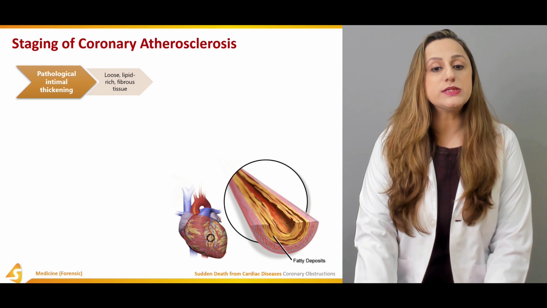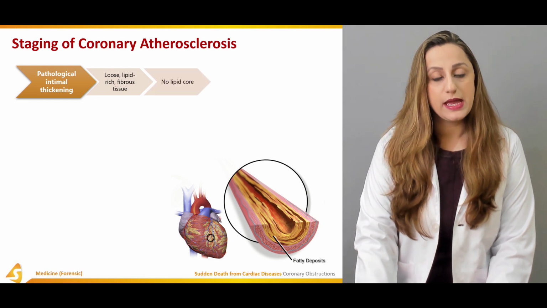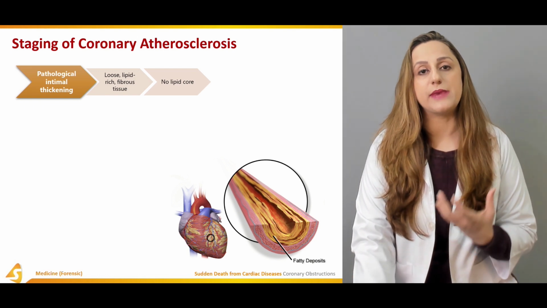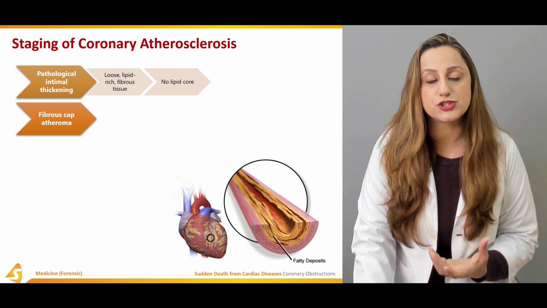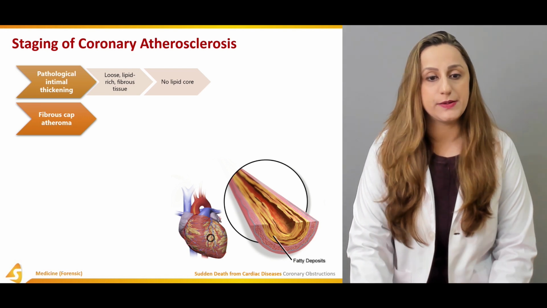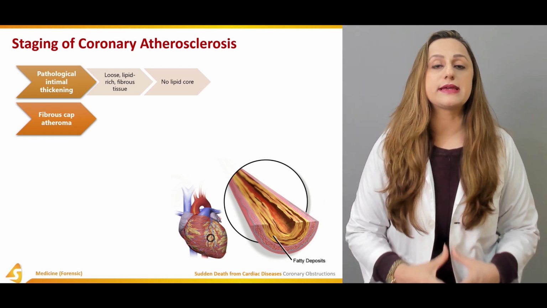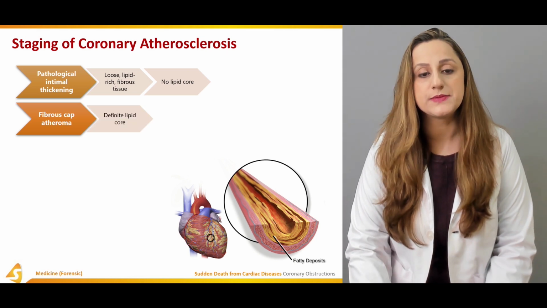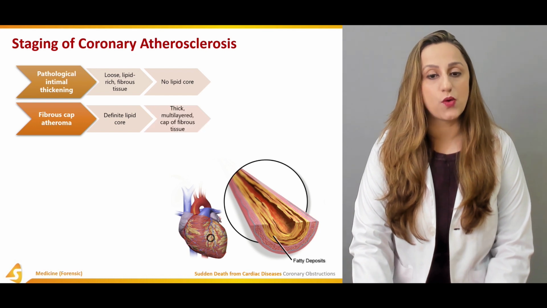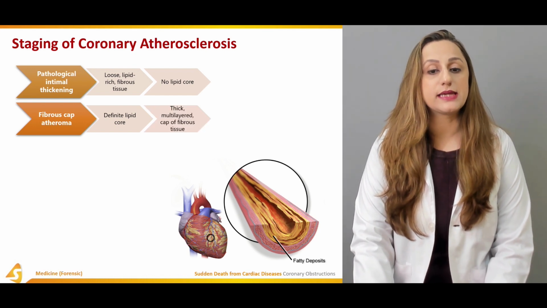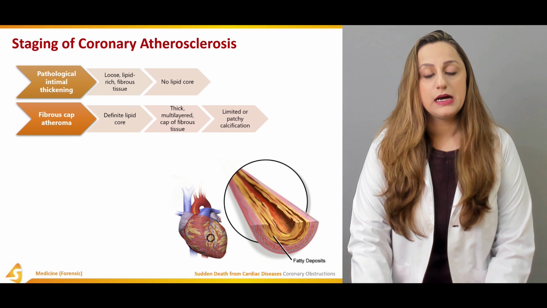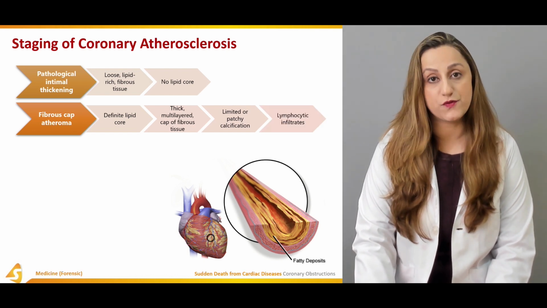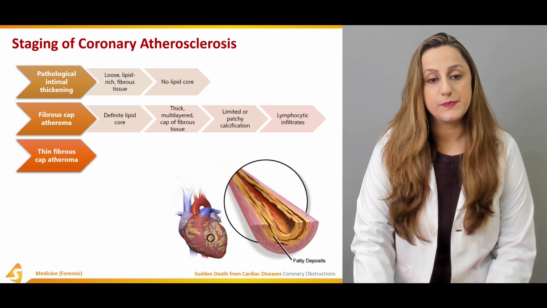Moreover, there is loose lipid-rich fibrous tissue, and there is no lipid core. If you observe the vasculature under the microscope or even on gross examination, there'll be no lipid core here. Then we can have fibrous cap atheromas. It's the second, more advanced stage of the disease, in which we have a definitive lipid core, and there'll be a thick multi-layered cap of fibrous tissue. We'll have limited or patchy calcification along with it, and lymphocytic infiltrates are observed at this level.